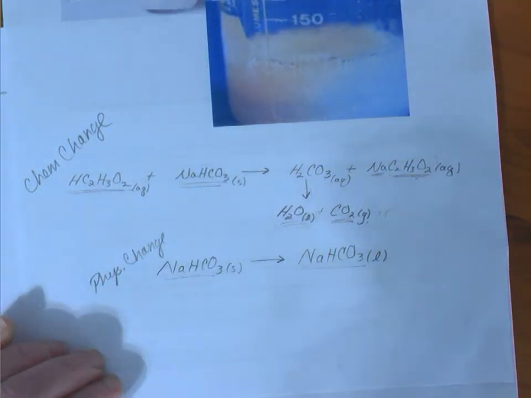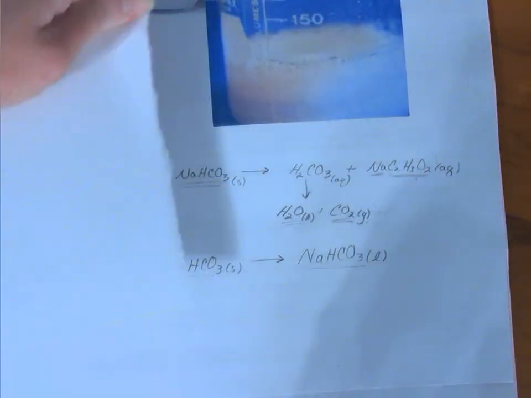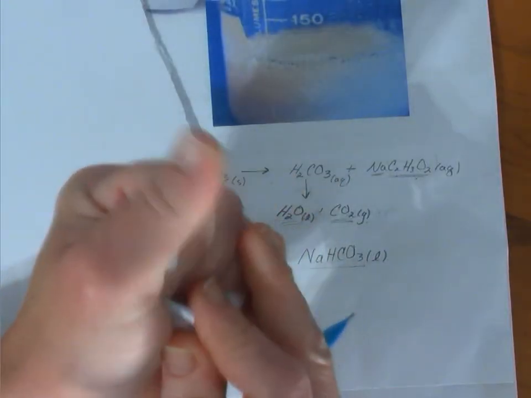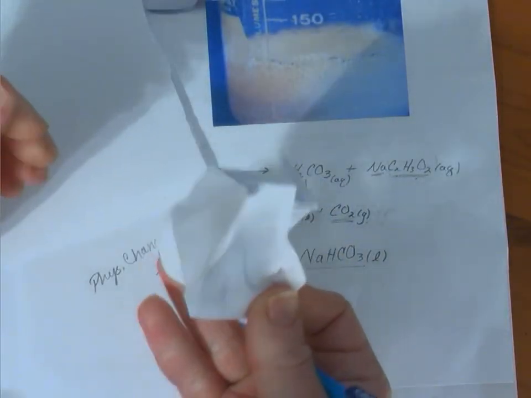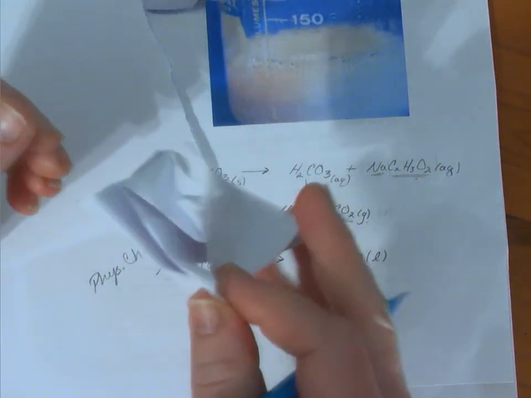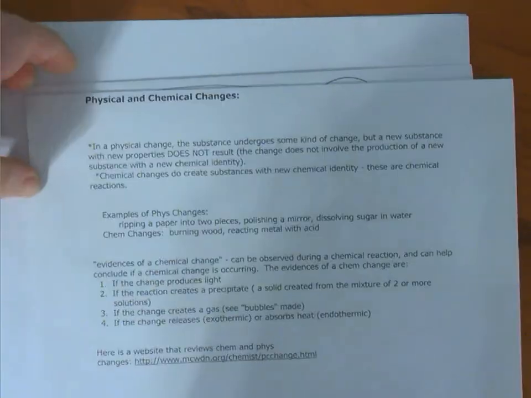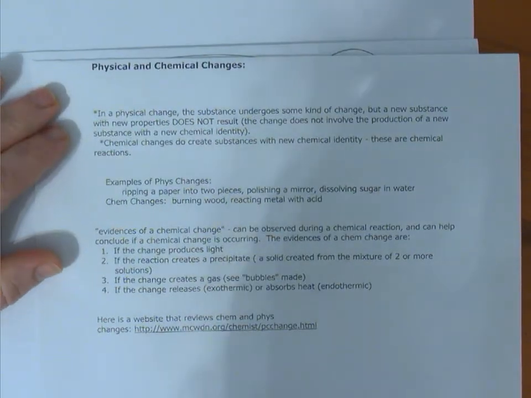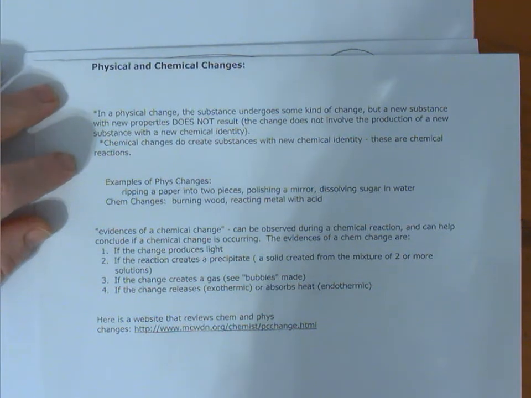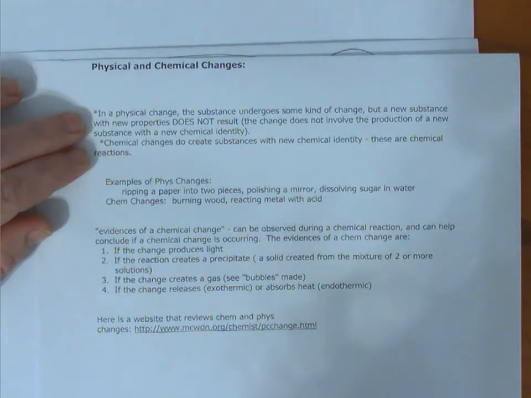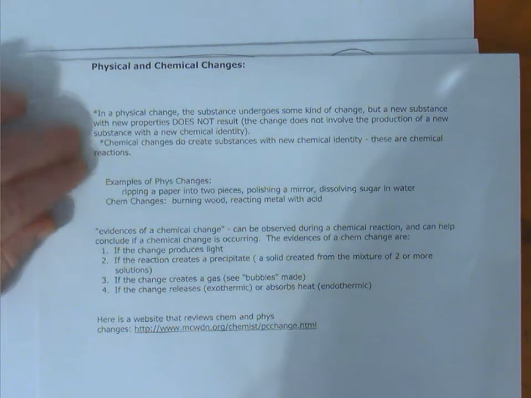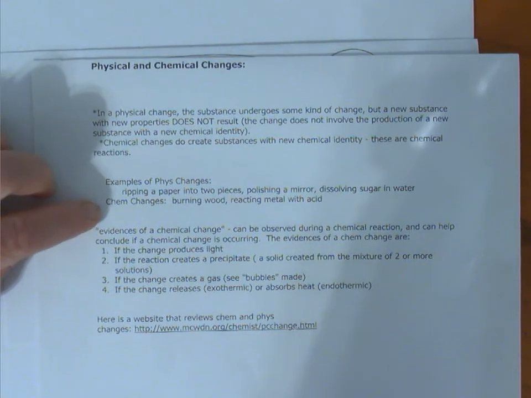I can take a piece of paper and tear it. It is still paper, but now it's in two pieces where it started with one. I can crumble it. It is still paper. So that is a physical change. But if I burn it, that's a chemical change. If you want to pause, this talks about physical changes and chemical changes, with some examples.